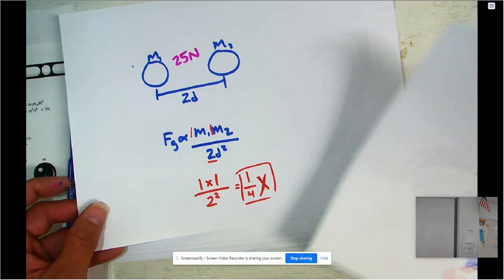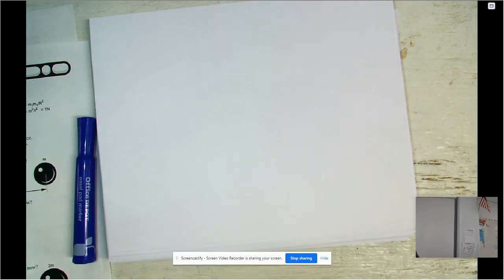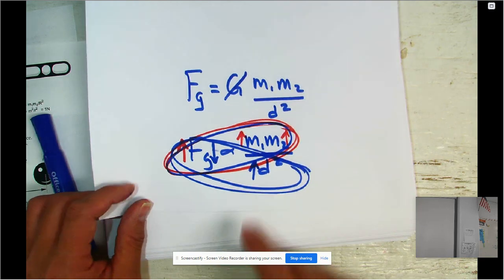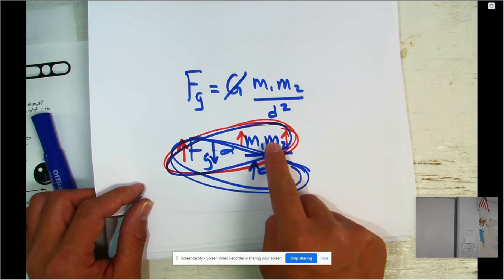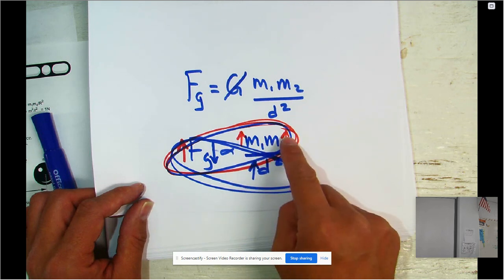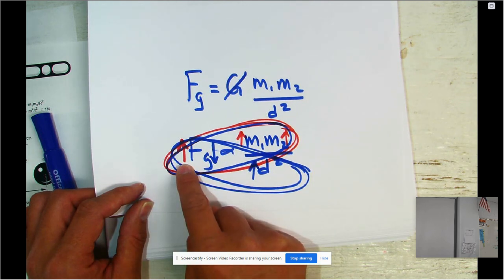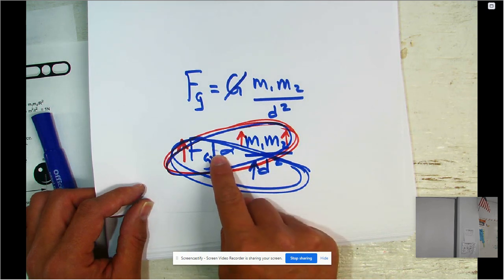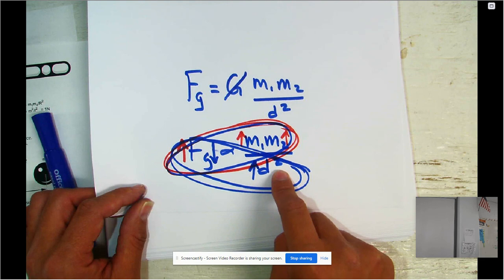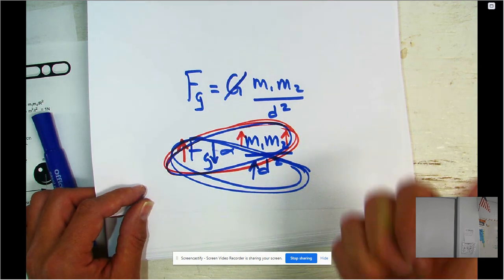So lots of different combinations can occur. You should be able to know beforehand what's going to happen. If either one of the masses increases, force of gravity increases. If one or both of the masses decrease, force of gravity is going to decrease. If the distance increases, the force of gravity should decrease. And if distance decreases, the force of gravity should increase.